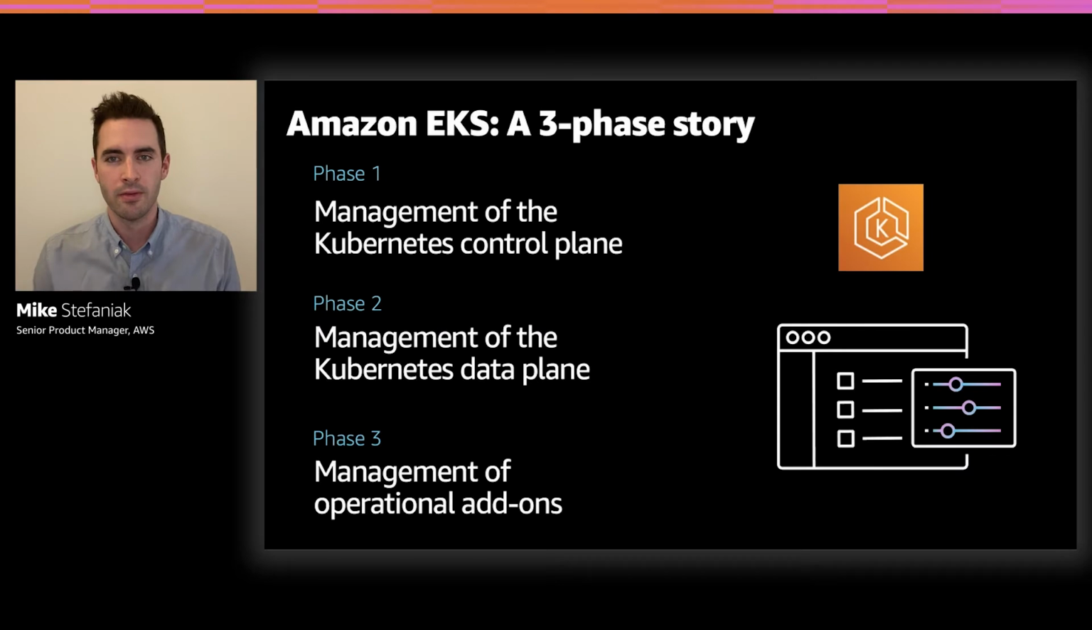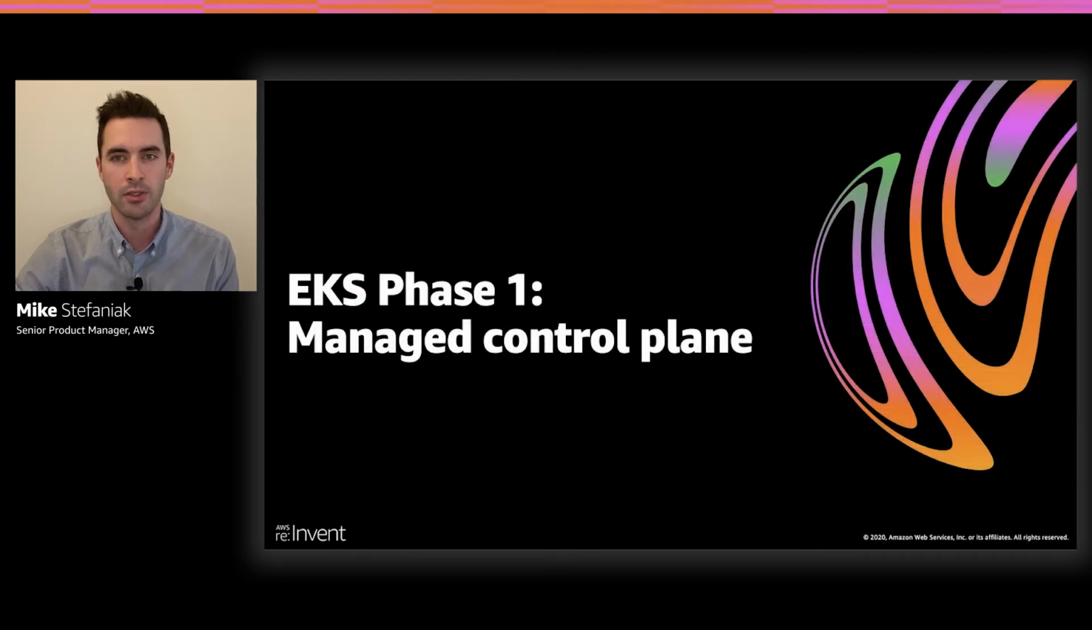We like to think of EKS as a three-phase story. When we launched, we had the managed control plane. We then, at last year's re:Invent, launched some managed data plane options. And then this year at re:Invent, we're starting with the management of certain operational add-ons. And we're going to talk about each of these three phases briefly here. So the managed control plane.